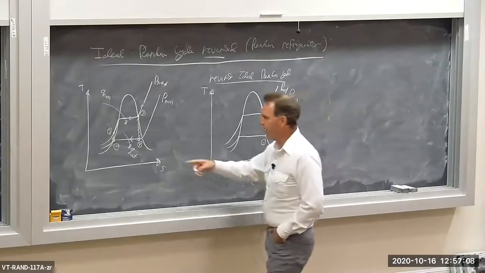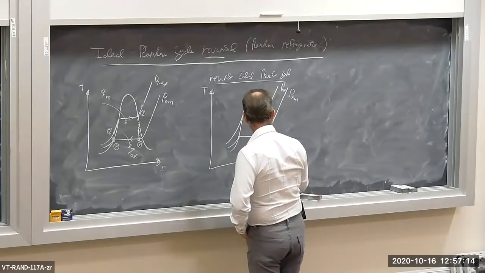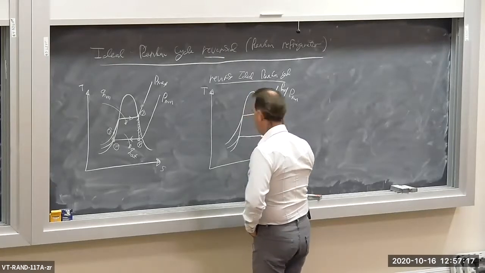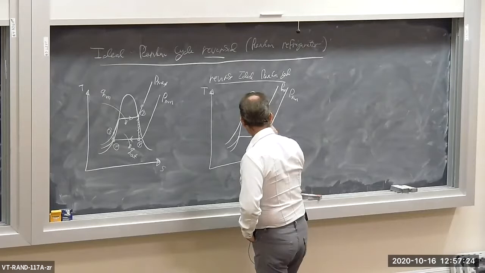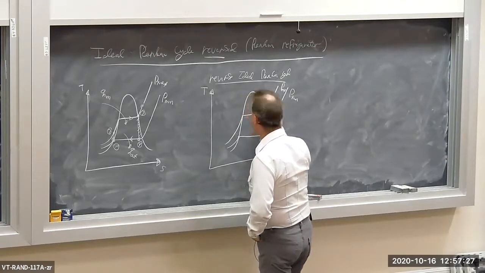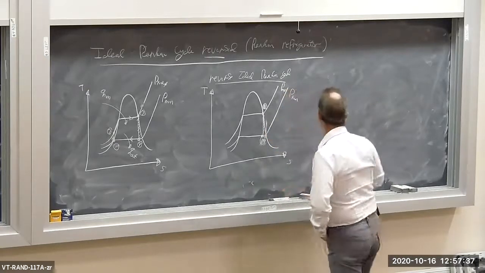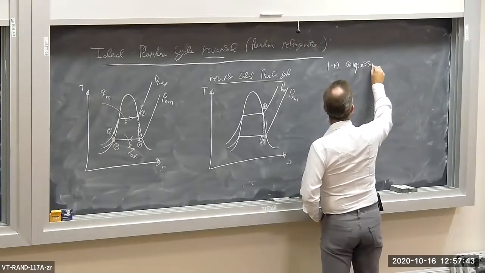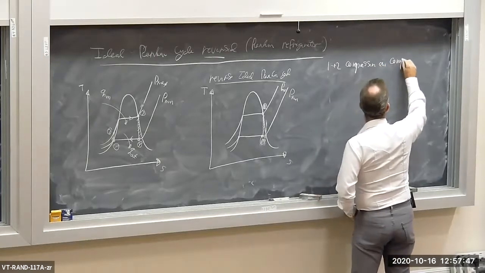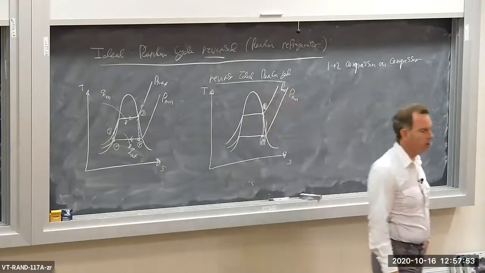So instead of having expansion in the turbine, we now have compression in a compressor. Oops, that's not state 1. Yeah, it's somewhere inside the dome here. There's state 1. So we have compression in a compressor, not expansion in a turbine, all the way up to a saturated vapor at Pmax. So 1 to 2 is compression in a compressor. So our turbine, 3 to 4, became a compressor, 1 to 2.